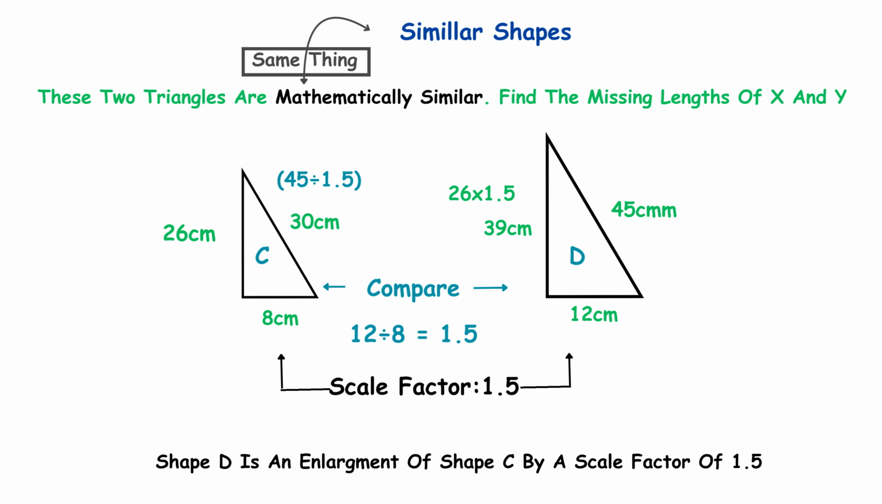Once we have the scale factor, we can use it to find the unknown side lengths. For example, to find x, we look at the corresponding side on the smaller triangle, which is 26 centimeters, and multiply it by 1.5 to get 39 centimeters. So x is 39 centimeters long. To find y, we need to reverse the process because y is on the smaller triangle, and its matching side on the larger triangle is 45 centimeters. Since we are going from a larger shape to a smaller one, we divide 45 by the scale factor 1.5 to get 30, meaning y is 30 centimeters long.